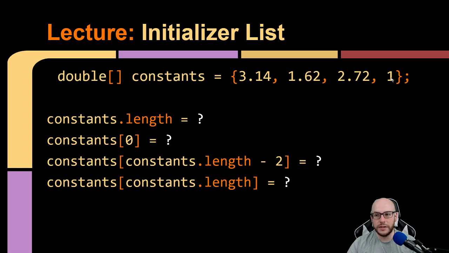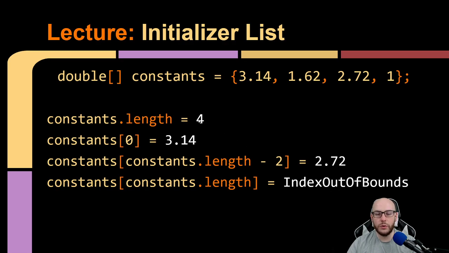So with that in mind, take a look at this double array called constants. I'm using the initializer list over here to give it values, but what is the length? What is constants at 0? What is constants at length minus 2? And then last, what is constants at constants.length?